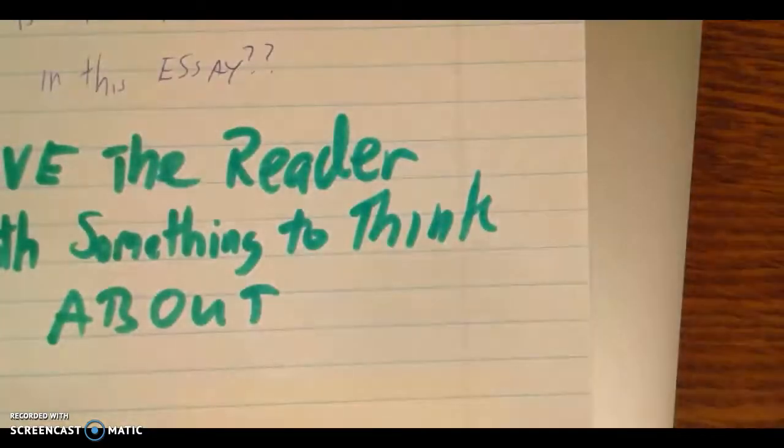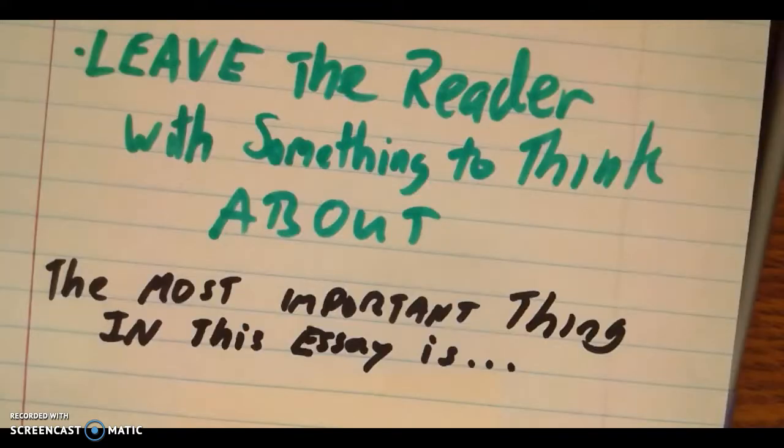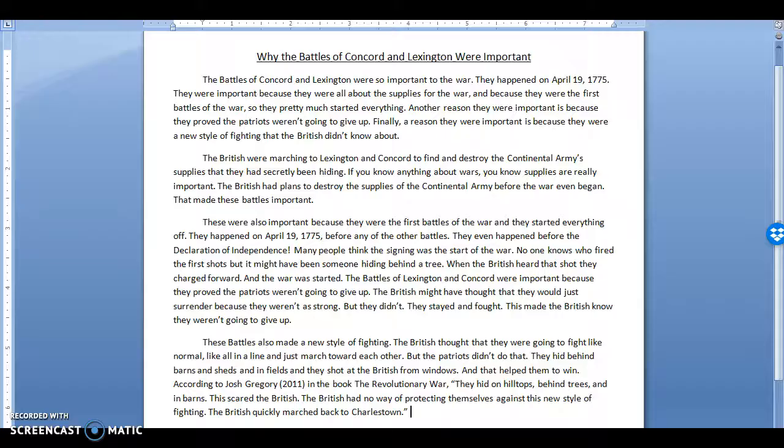Where'd my pencil go? No pencil, no problem. Marker time. So on your piece of paper, write down the most important thing in this essay is, answer that question, and then resume the video. Now, my opinion, let me show you what I think is the most important thing in this essay.